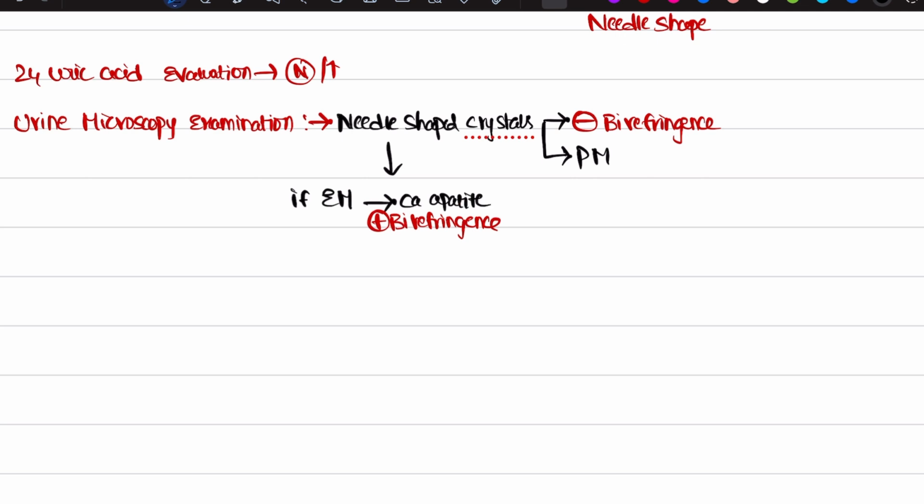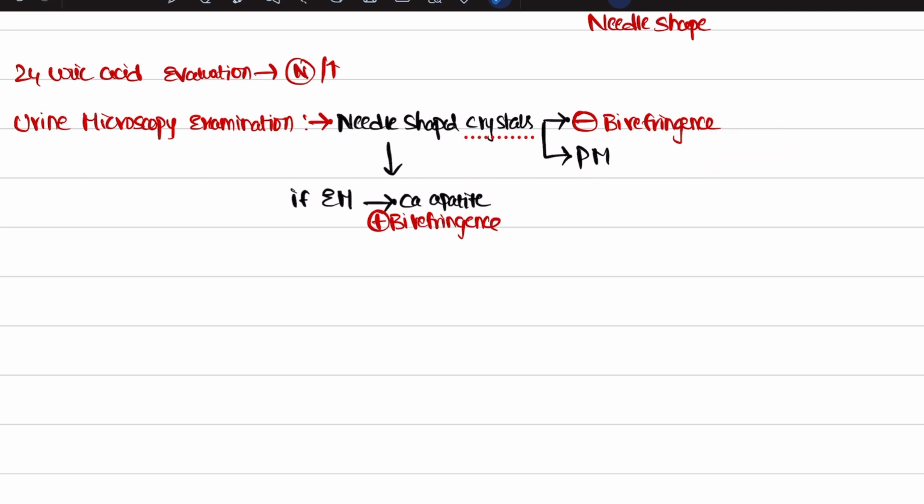So I know you guys got confused, so let me explain this clearly. When you take a urine sample from the patient, we put it under the microscope and see what type of crystals these are. If you see needle shaped crystals under the polarized microscope with negative birefringence, then we will confirm it as gout.